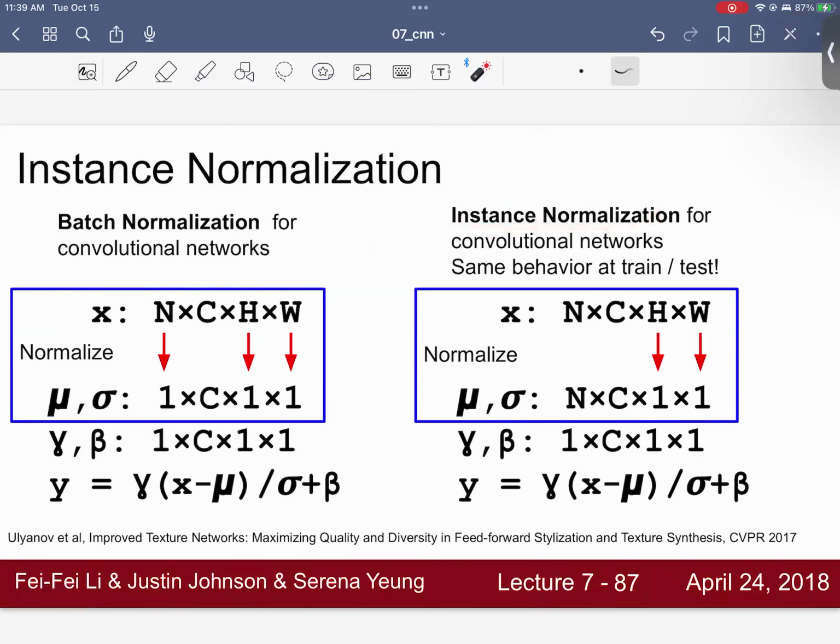So if you're familiar with StyleGAN, it uses something called adaptive instance normalization. And if you do a style injection, there's also instance normalization. So if you're into that kind of stuff, then you should already be familiar with that.